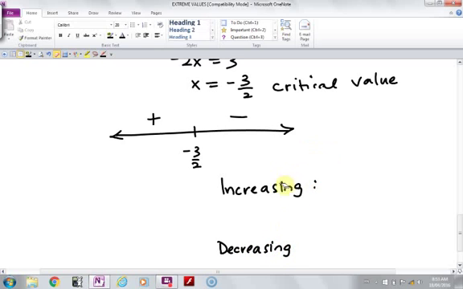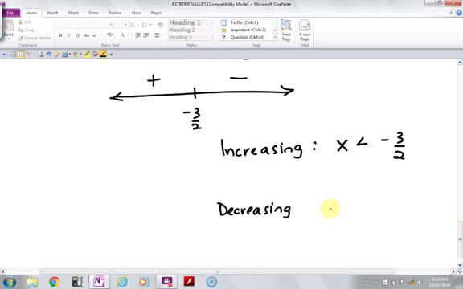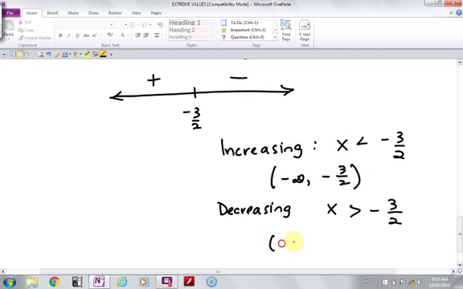You could write it as a statement: it is increasing for x less than negative 3 halves, and it is decreasing for x greater than negative 3 halves. As an interval, it is negative infinity to negative 3 halves, and here it's negative 3 halves to positive infinity. Okay? And I think your textbook favors interval notation rather than the statements.